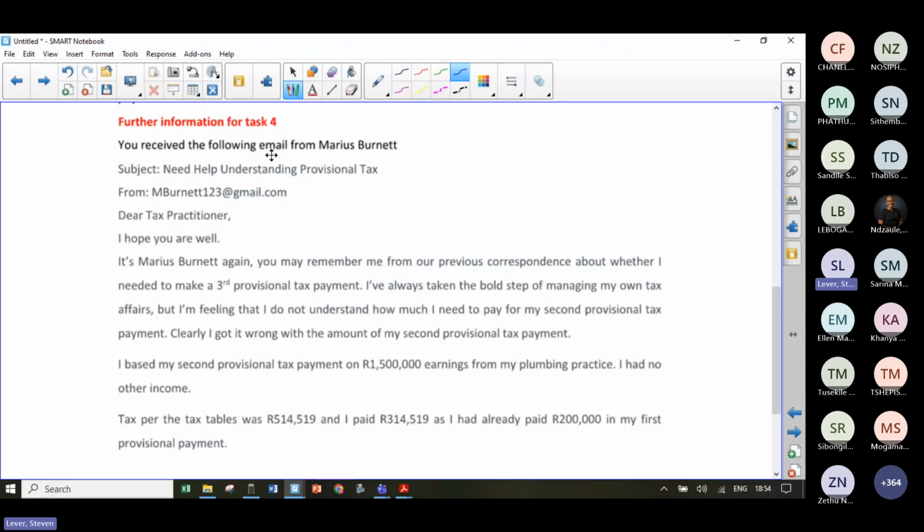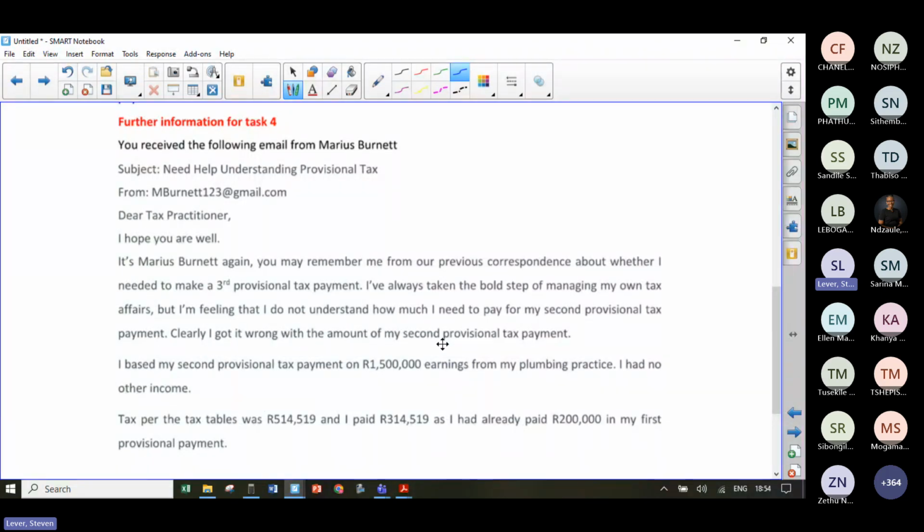You received the following email from Marius Burnett. Subject, need help understanding provisional tax. Dear tax practitioner, I hope you well. It's Marius Burnett again. You may remember me from our previous correspondence about whether I needed to make a third payment. I've always taken the bold step of managing my own tax affairs, but I'm feeling I do not understand how much I need to pay for my second provisional tax payment.